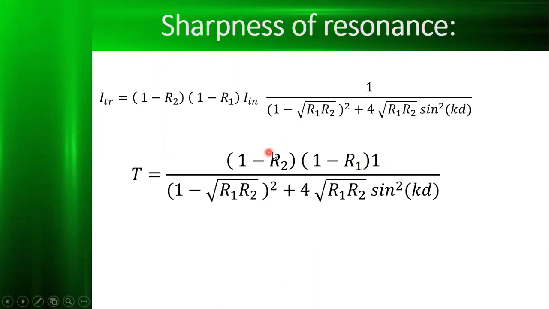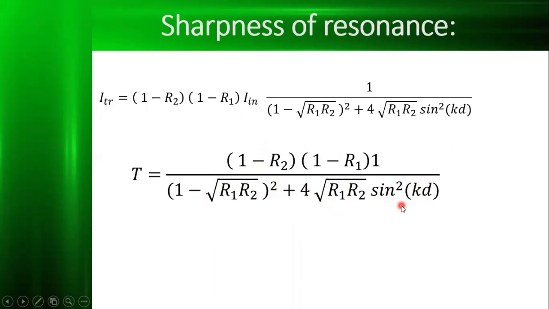If you put R1 equals R2 equals R, then simply you will find 1 minus R squared on the denominator, and here again, 1 minus R squared on the denominator plus 4R sine square KD. So in order to maximize this term, basically the maximum transmission is equal to 1, then you have to make this term equal to 0. Or simply you have to make this sinusoidal term equal to 0.